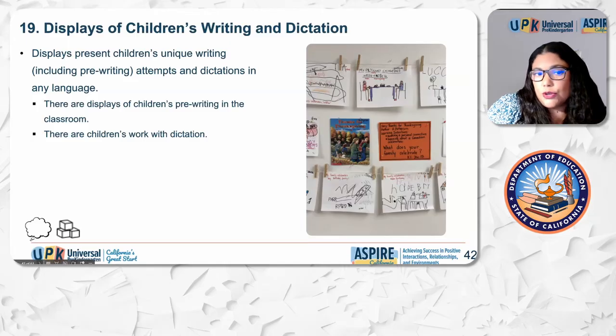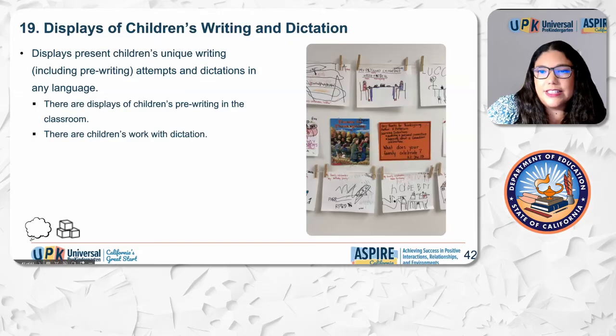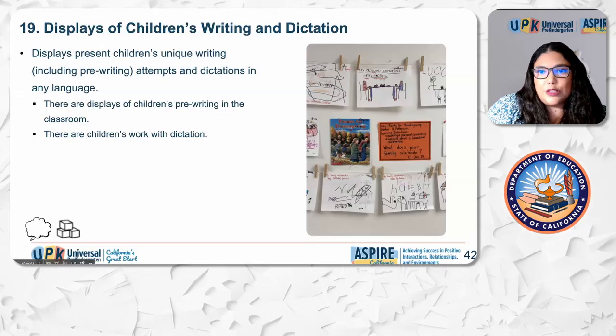When we showcase children's authentic writing, we communicate that their thoughts and ideas matter. This builds confidence and encourages children to continue experimenting with literacy. These displays should be current, accessible to children, and reflective of the unique ways that they communicate. This item reminds us that even the earliest forms of writing deserve recognition and celebration. Next slide.